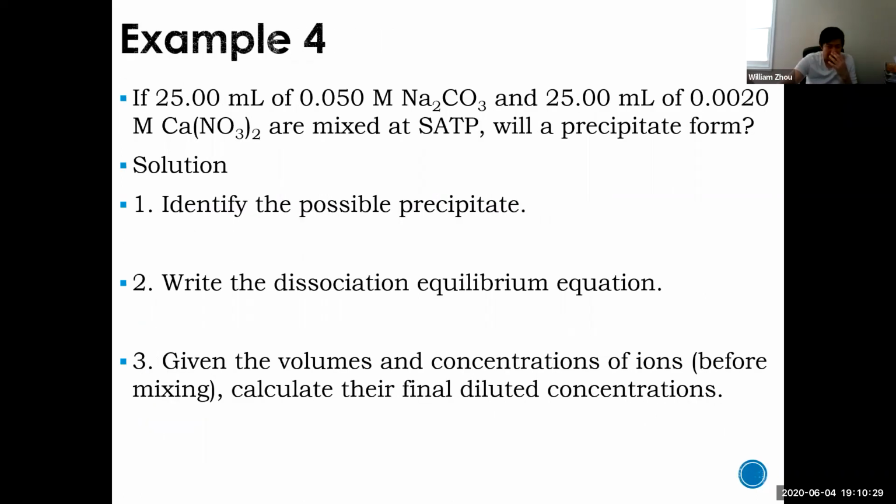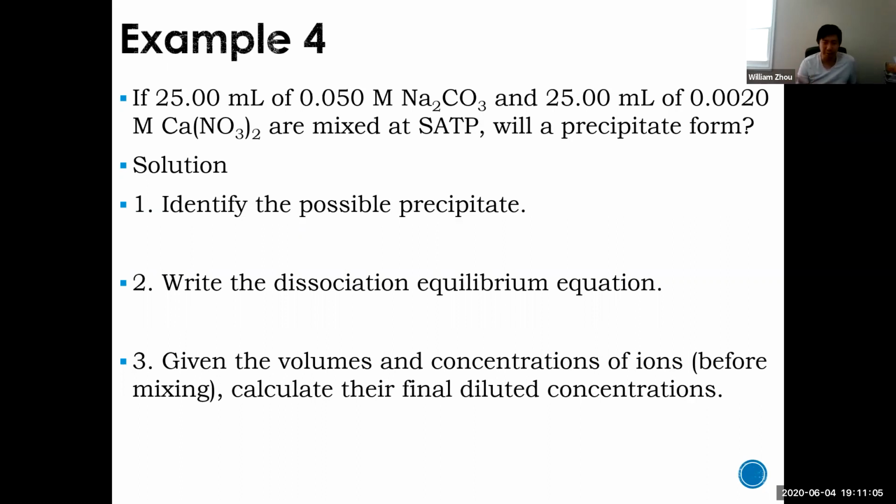Let's look at example 4 then. How to determine whether a precipitate forms. So you mix two things together. 25 milliliters of 0.05 moles per liter of sodium carbonate and 25 milliliters of 0.002 moles per liter of calcium nitrate. You mix them together at SATP. Now, it's important that I mentioned SATP because you have to specify the conditions. Otherwise, you can't do this. So will a precipitate form? Yes or no. It's a yes or no question. You have to prove this mathematically.